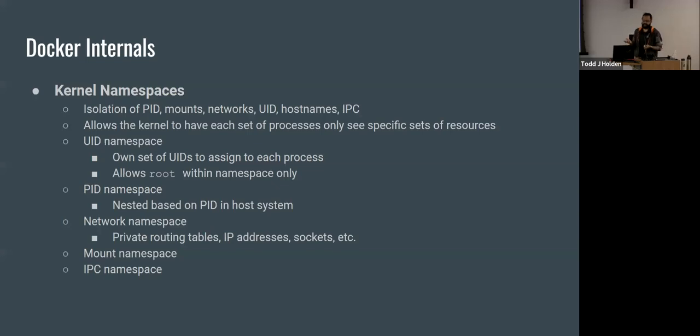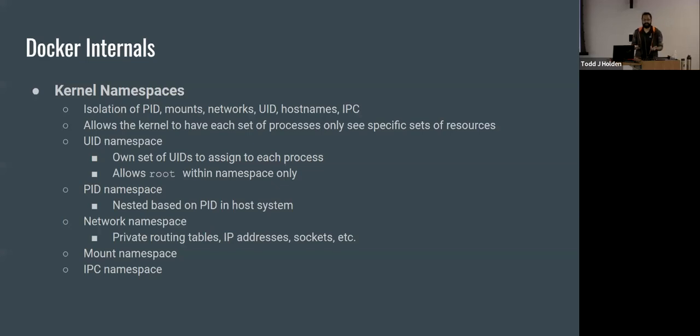Basically, what namespaces do is that it allows the kernel to have one set of processes only see specific sets of resources. It internally does that at the software level, essentially. So how does it do this? The thing to keep in mind is that there are different types of namespaces depending on what resource you're trying to access. So let's go over a couple of them.